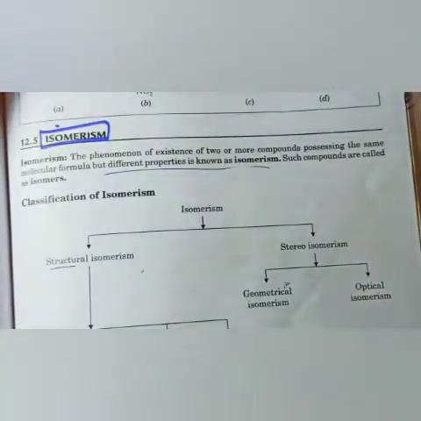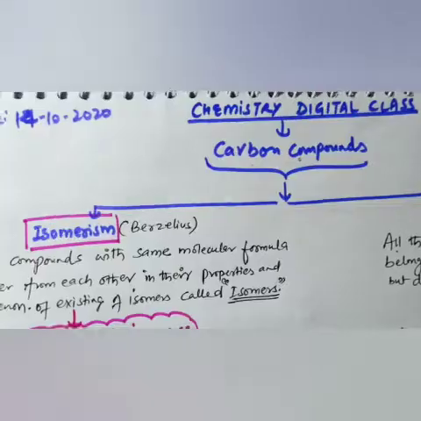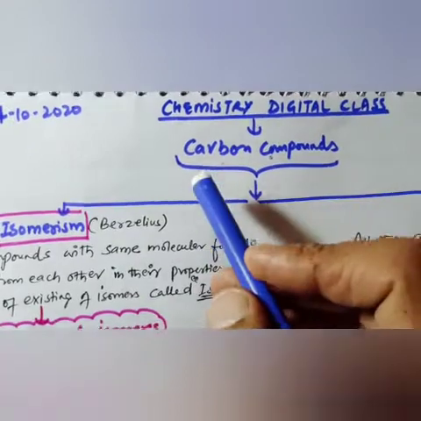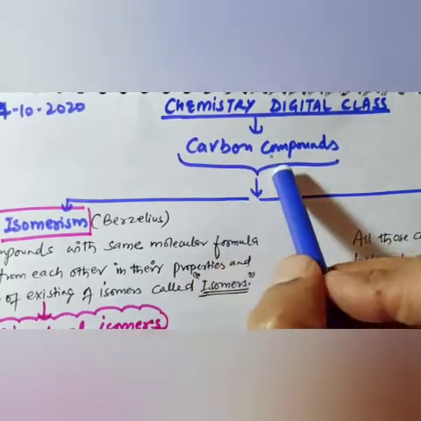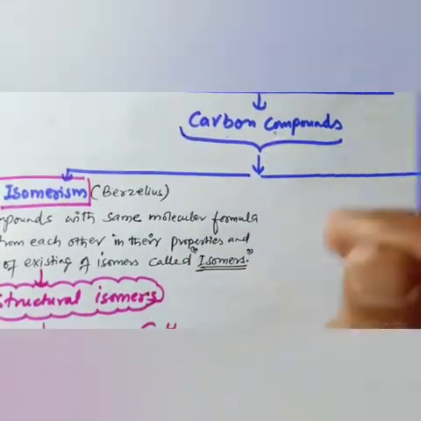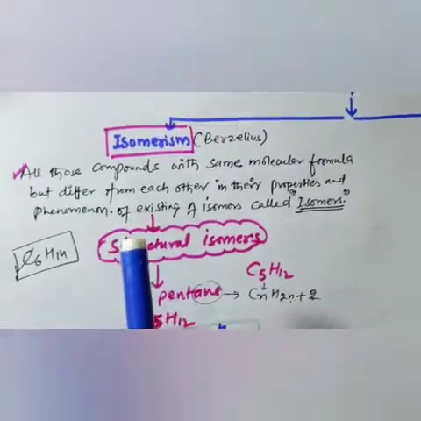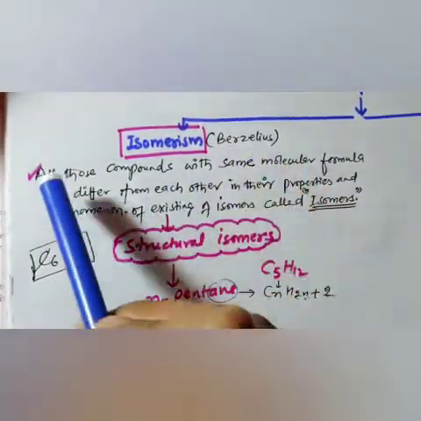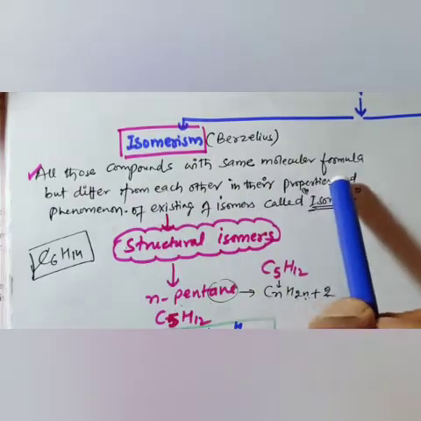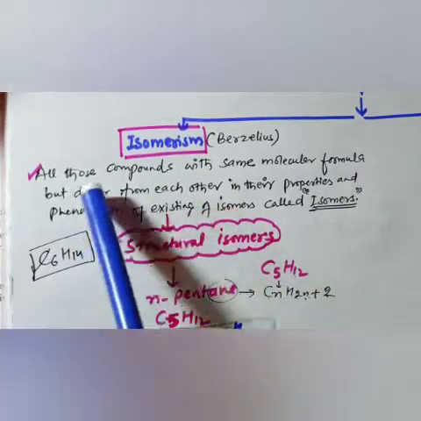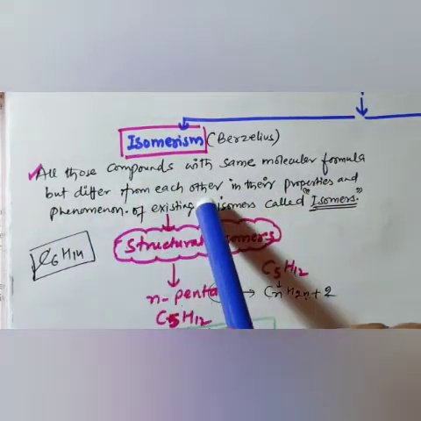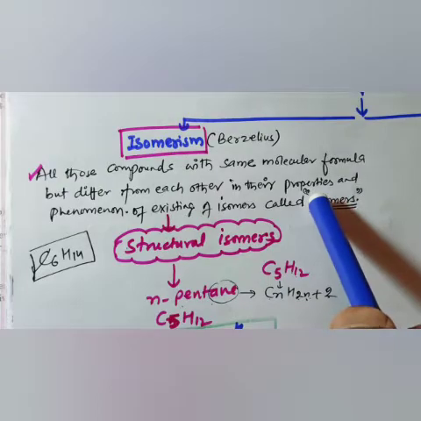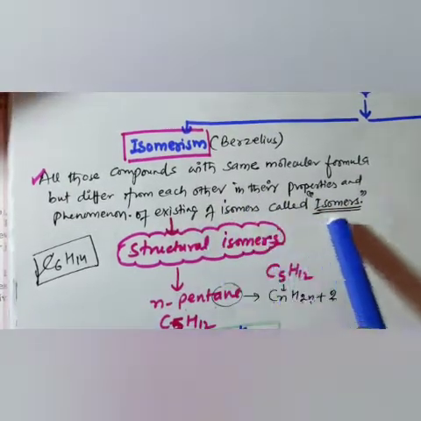Before starting isomerism, let me explain where you have studied this. Dear students, as a reminder, in chapter 4 of your class 10th, you studied carbon compounds, and this is one of the properties of carbon, that it forms isomers. What is isomerism? The term was given by Berzelius. All those compounds with the same molecular formula but different from each other in their physical properties. Similar formula but different properties is called isomerism.